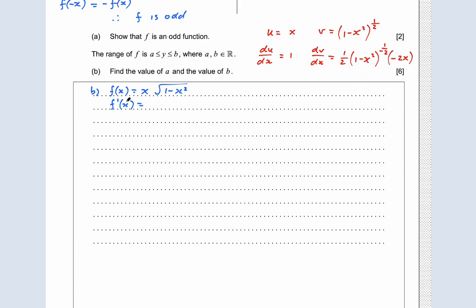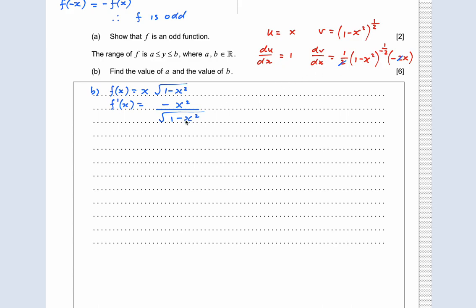Now, the derivative using the product rule is u times dv dx. And by the way, guys, that 2 cancels with that 2. So u times dv dx is going to be minus x squared, because it's this x times minus x squared, which is the same as divided by the square root of 1 minus x squared.